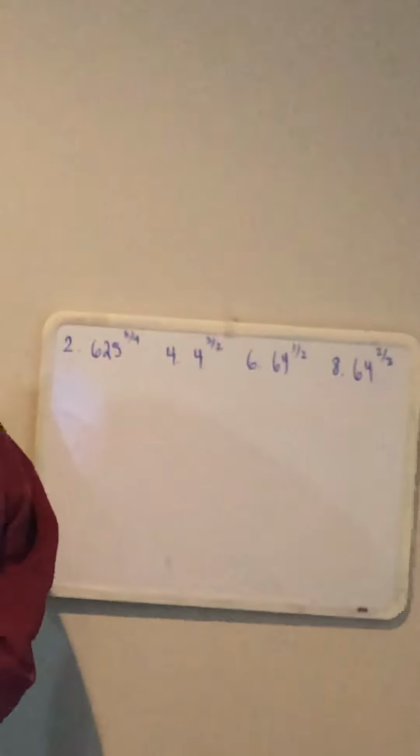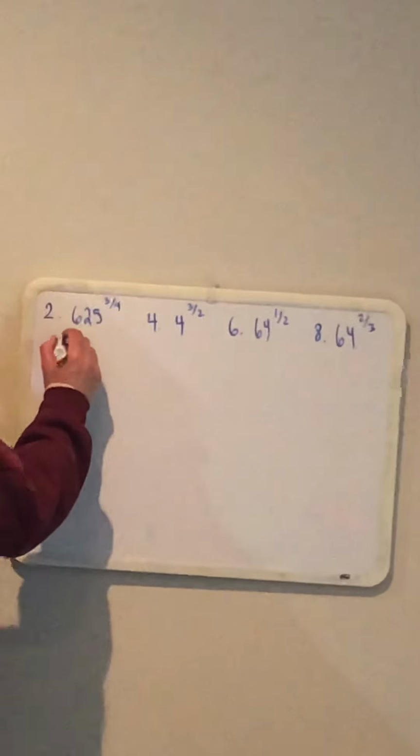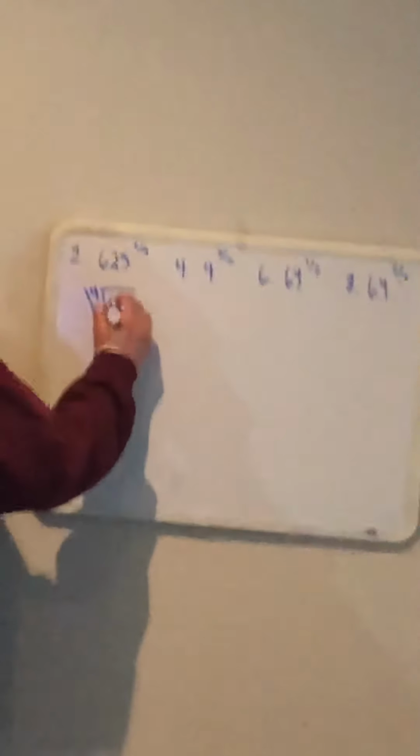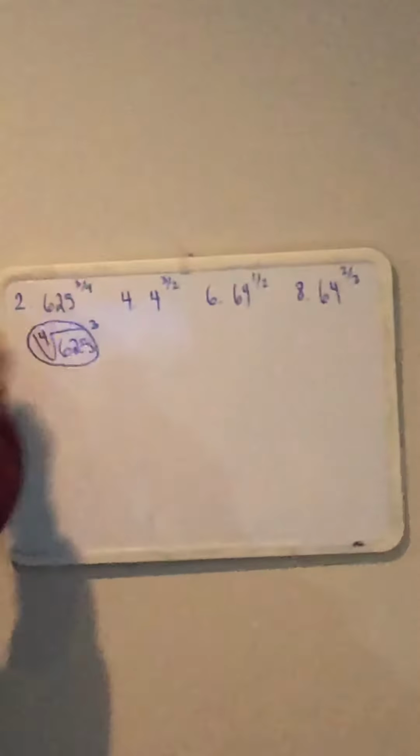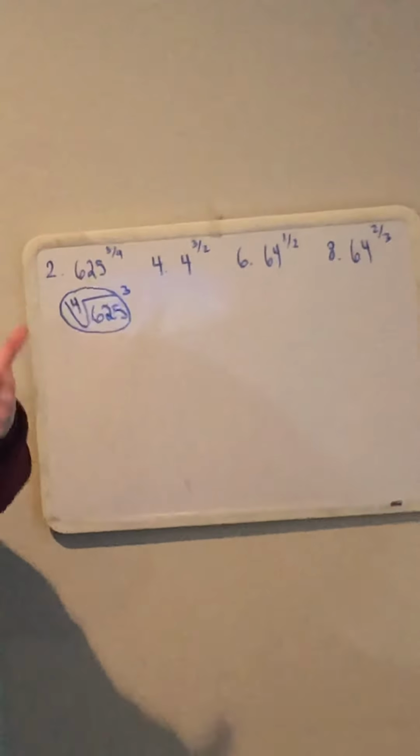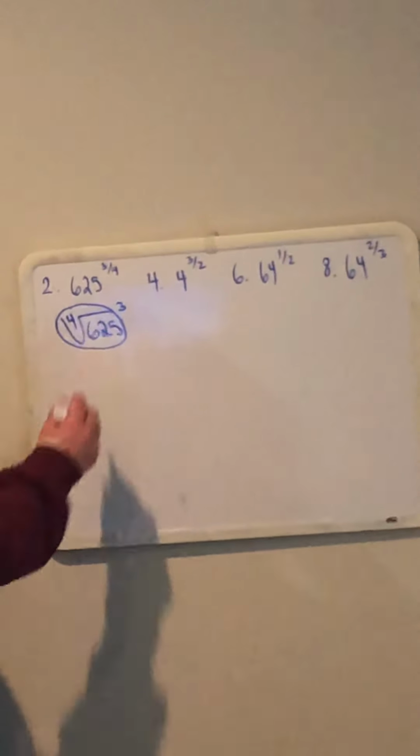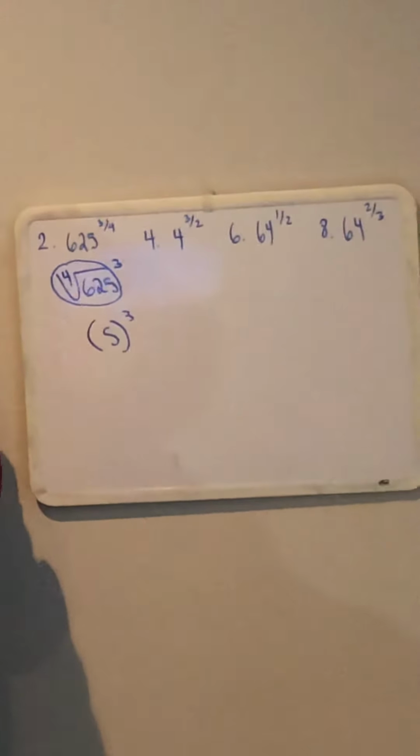Morning. Here are the solutions to the even questions on the rational exponents worksheet, starting with number 2. 625 to the 3/4 means the 4th root of 625 to the 3rd. The 4th root of 625 is hard to think about. You know it ends in a 5 though, so it can't be anything but a 5. So you test it out on your calculator, 5 times 5 times 5 times 5, it is 625. So this is 5 to the 3rd, and 5 to the 3rd is 125. That's the answer to number 2.